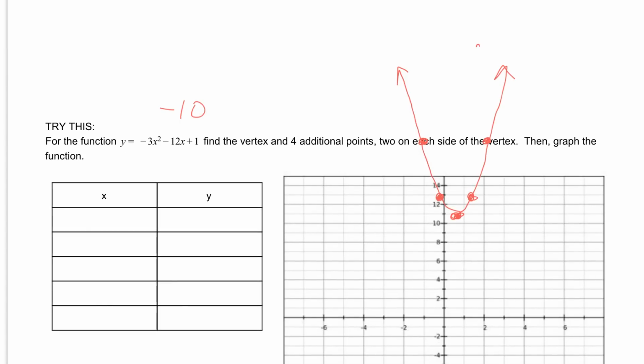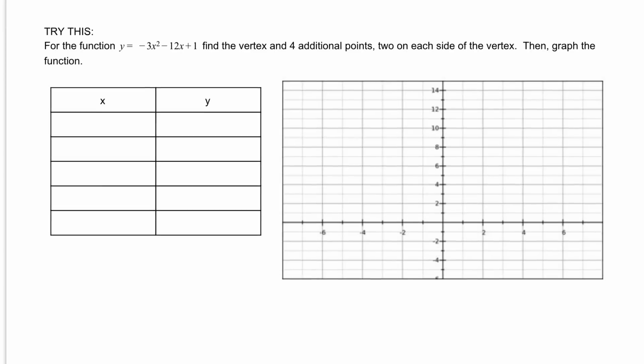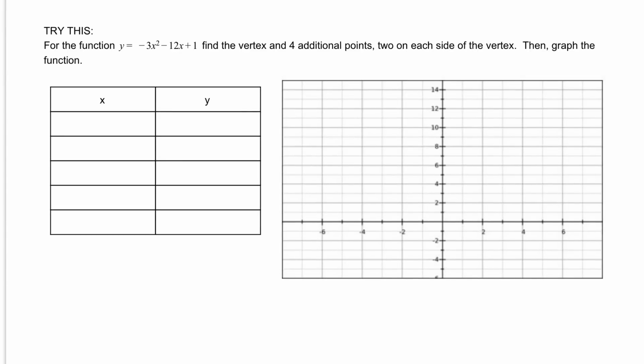So we can try that. Go ahead and pause it now. Unpause it when you're ready to check your answer.